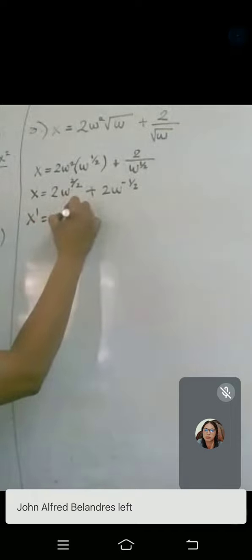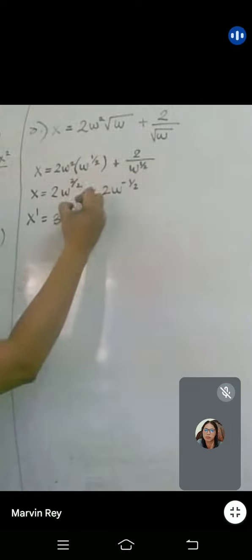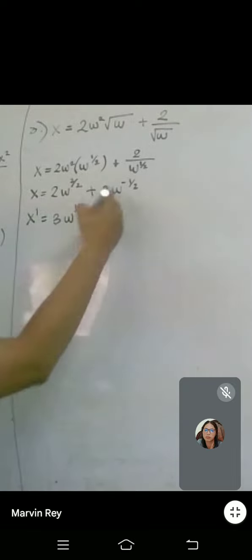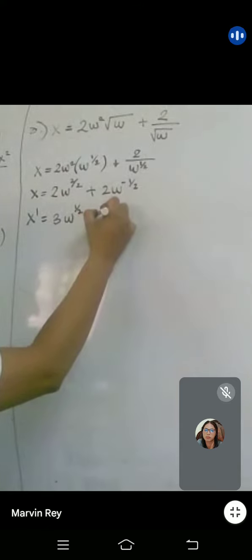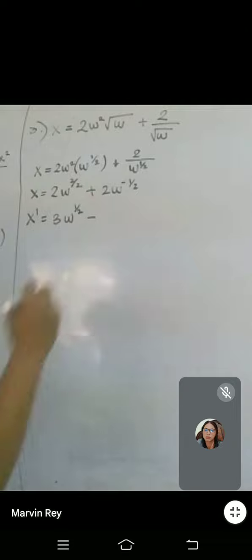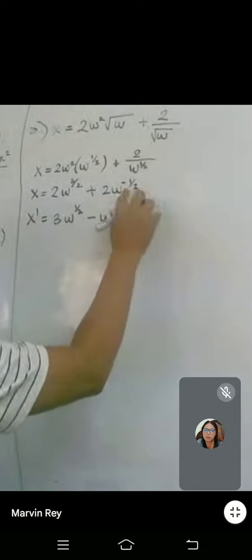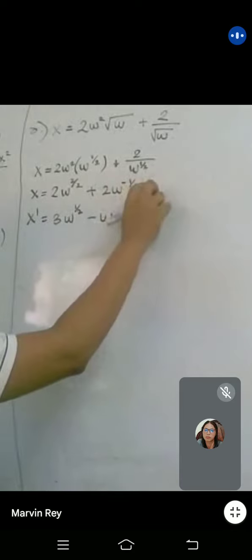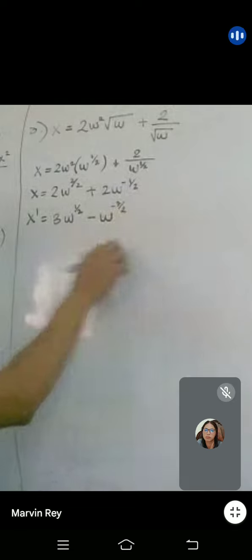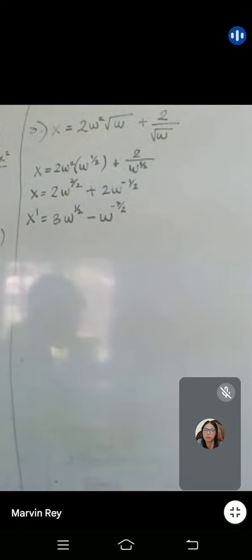Positive 3. W minus 1, 3 over 2 minus 1 is just equal to 1 half. Plus, so negative 1 half times 2 is negative 2 over 2. So 2 over 2 is just equal to 1. So 1 times W here. So negative lang. You just have to retain the negative sign. So negative 1 half minus 1 is how much? Negative 3 over 2. So this can be considered as the final answer.